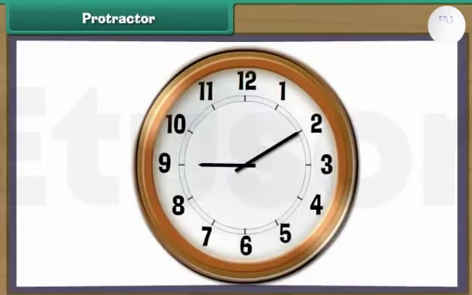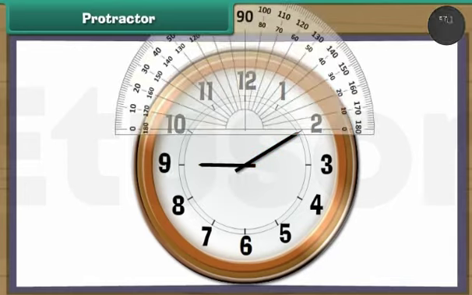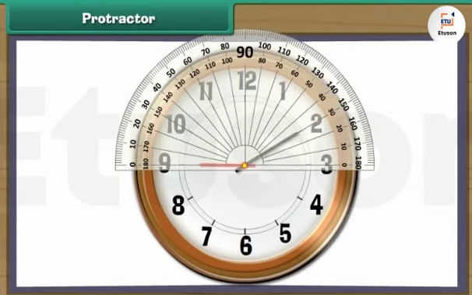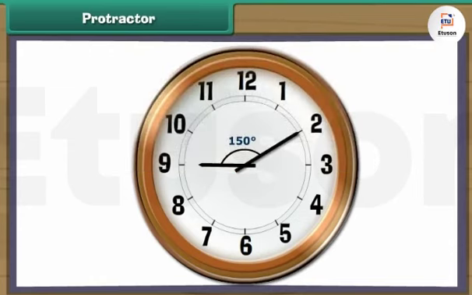The time is 10 past 9 by this clock. The long hand of the clock is on 2 and the short hand is on 9. Place the protractor on the short hand of the clock. Read the outer marking of the protractor on which the long hand rests. It is 150 degrees. Therefore, the time 10 past 9 makes an obtuse angle.